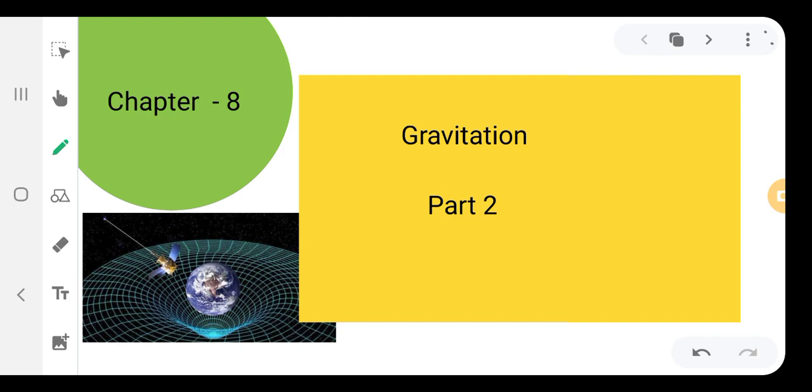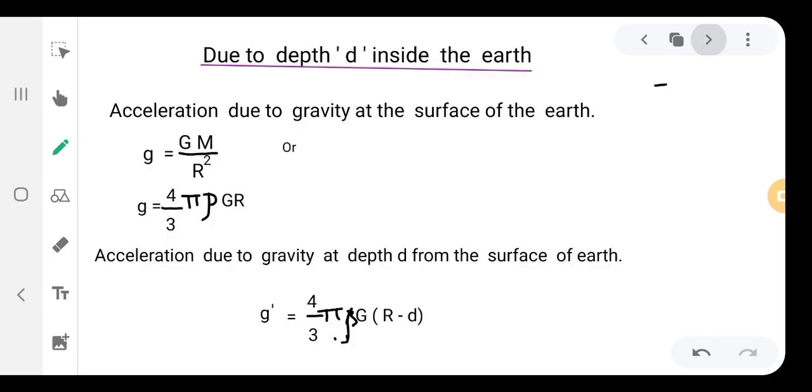We have seen in the last video the variation in gravitational acceleration g due to altitude. So we will see today the variation of the acceleration due to gravity at the depth d inside the earth. Okay, so let us start the video.